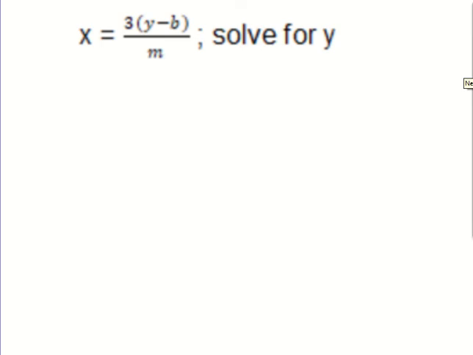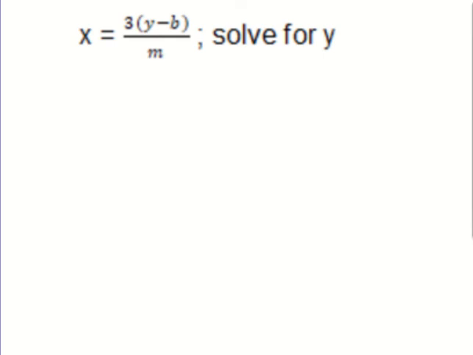All right, solve for y. Let's see if you can do this one. Maybe pause and see if you can try this one. If you'd like, you can even do maybe one or two steps and then pause, unpause, check it out, one or two steps, and then pause and check it out.